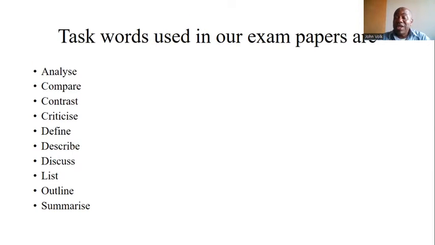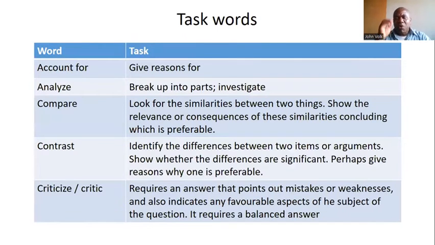Now, there are a number of task words. We may not go through each one of them. Task words like analyze, compare, contrast, criticize, define, discuss, describe, list, outline, summarize. We can go through each one of them quickly. For example, when they say account for, it means give reasons for the topic which you are writing on.